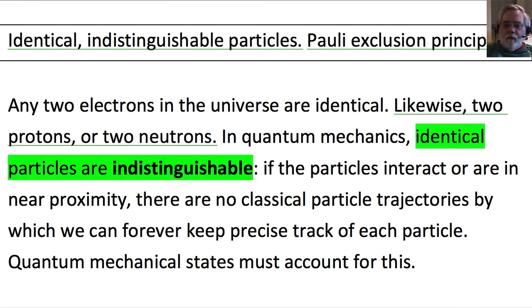If the particles interact or if they're in near proximity, there are no classical particle trajectories by which we can forever keep precise track of each particle. Mathematically, we can label one particle particle 1 and label one particle 2, but we can't put a magic marker on the electron and say, you're electron number 1, so when I see you later in the experiment, I'll know that you were electron number 1. Can't do it. There's no such magic marker for electrons and protons and neutrons.